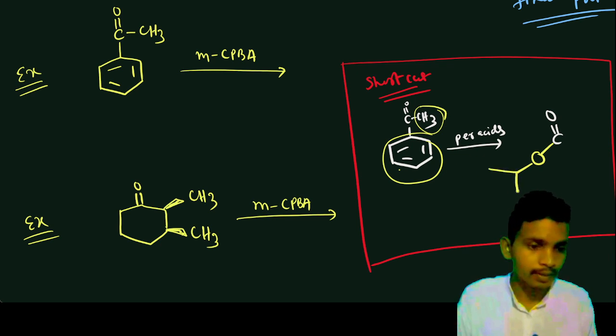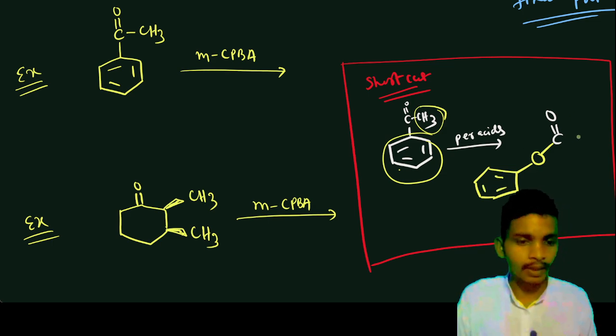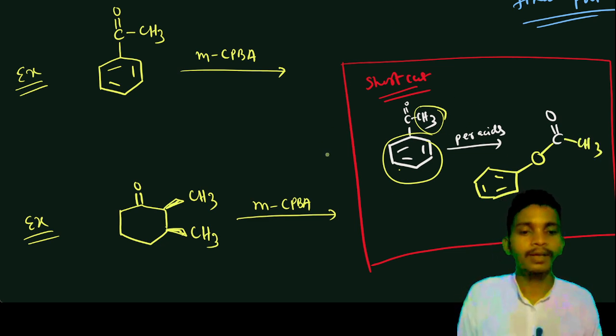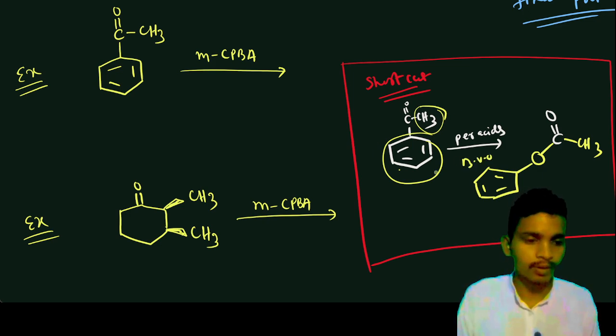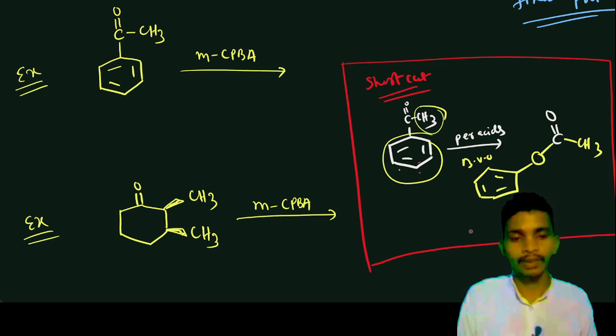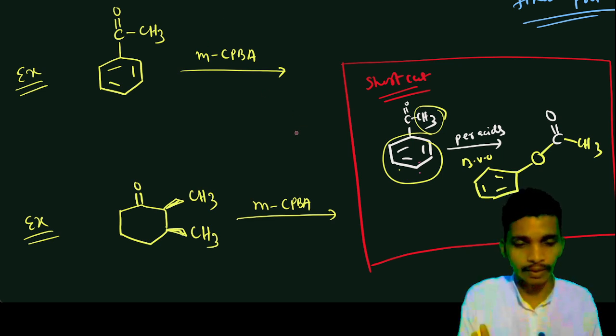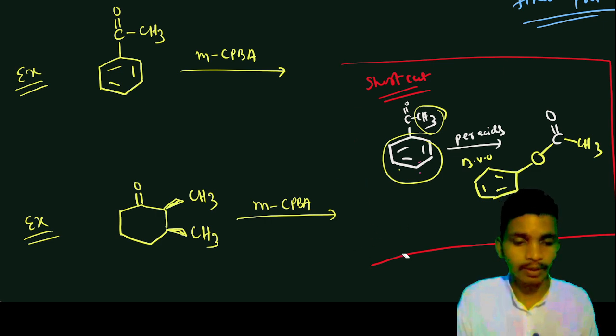It means whichever group migrates, the remaining group stays as it is. So this is the shortcut for the Baeyer-Villiger oxidation. Make the CO group, then check the migratory aptitude. Whichever is the more migratory group, the O comes in between the CO group and that more migratory group. After that, the other group remains as it is. This is the shortcut for solving Baeyer-Villiger oxidation. Let's solve the examples, then it will be clear.